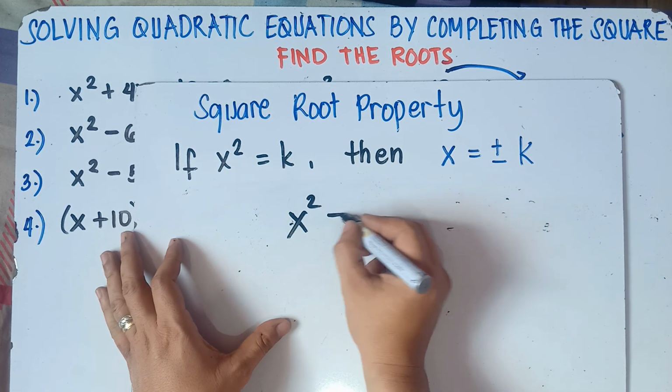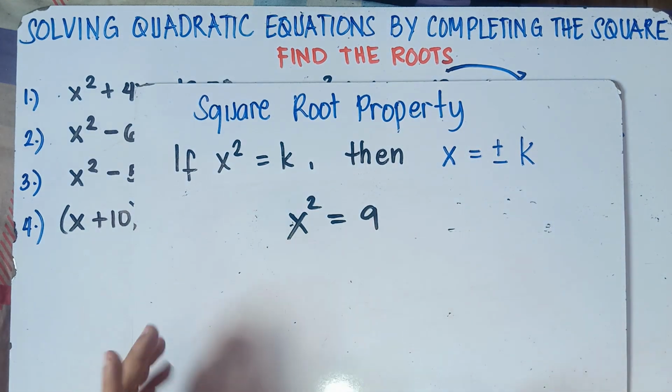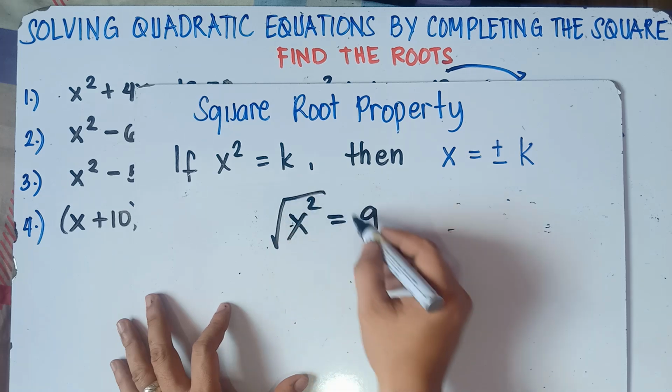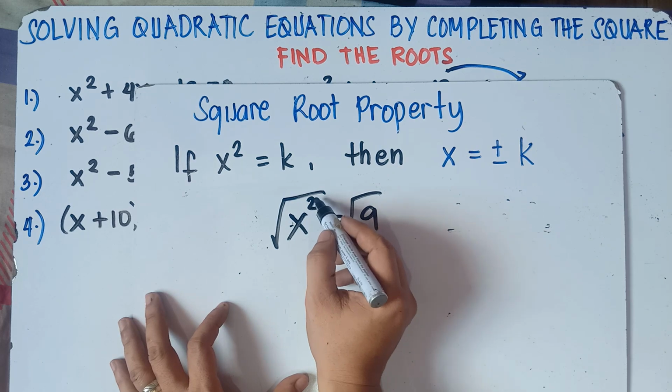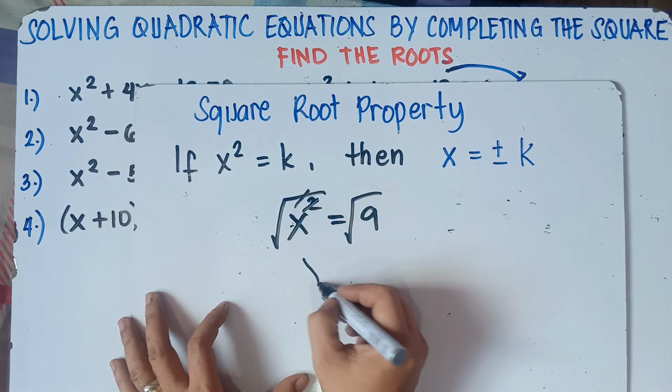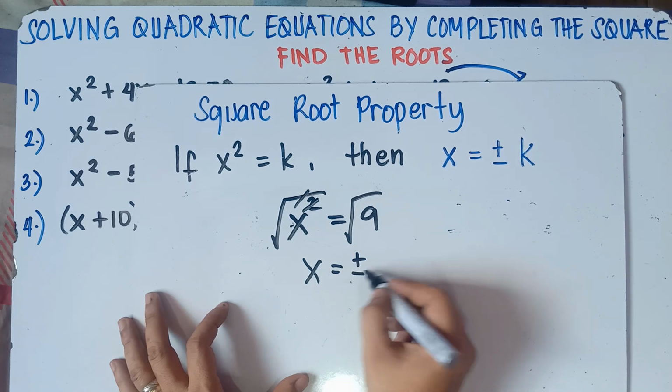If you have x squared equals 9, to get the value of x, you extract the square root of both sides. Since we extract the square root, and this is x squared, we can cancel this out, and our answer, class, will be positive then negative 3.